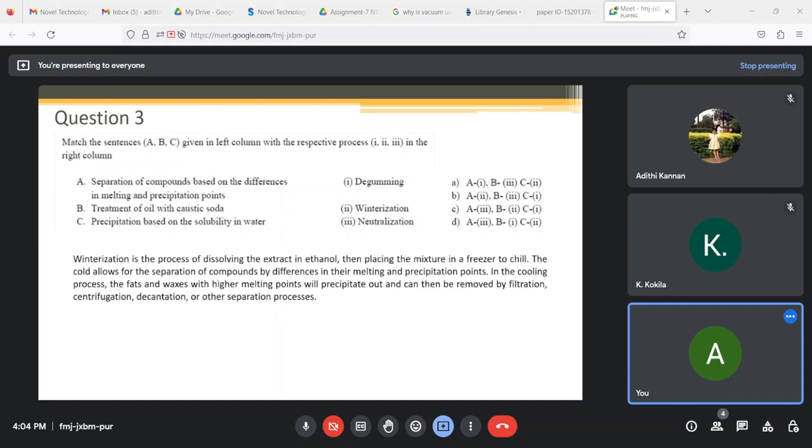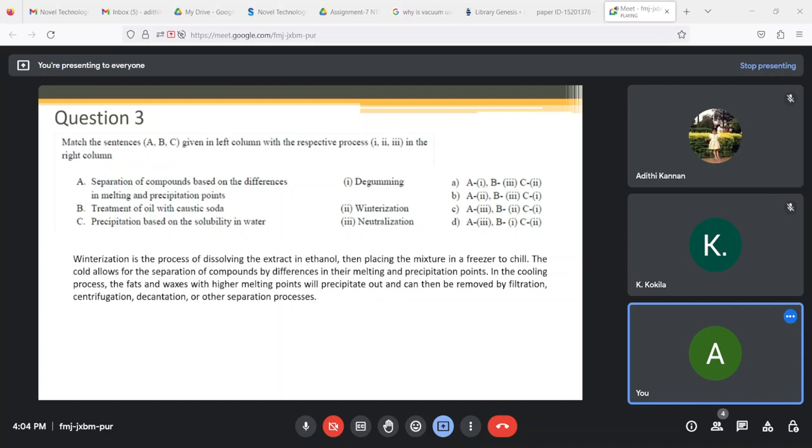Okay, so we'll discuss each and every process here. Winterization is the process of dissolving the extract in ethanol, then placing the mixture in a freezer to chill. This cold allows the separation of compounds by differences in their melting and precipitation points. In the cooling process, the fats and waxes with higher melting points will precipitate out and then can be removed by filtration, centrifugation, decantation, or other separation processes.